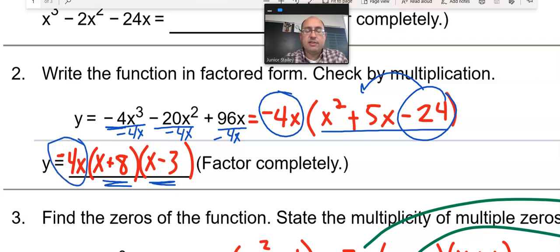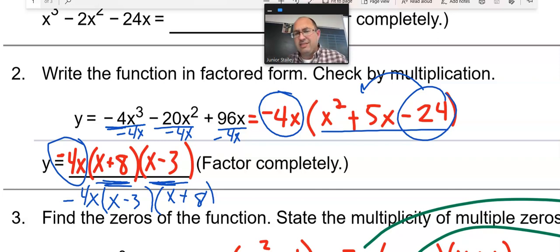Negative 4x, that's out in front. And then you've got these other terms. Does it matter what order they're in? No. I mean, I could just as easily have. We do like to keep the negative 4x, the GCF, out in front. It's not a crime if you don't, but it tends to get a little bit messy because people start thinking, well, are you subtracting something or adding something? No, it's just you're multiplying by it, but something like that would be great.